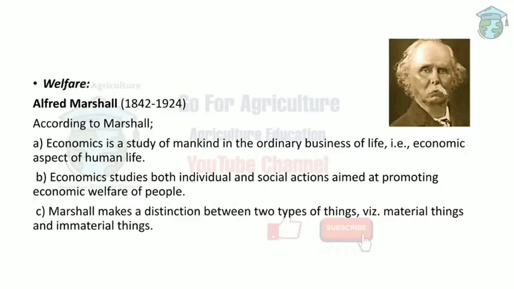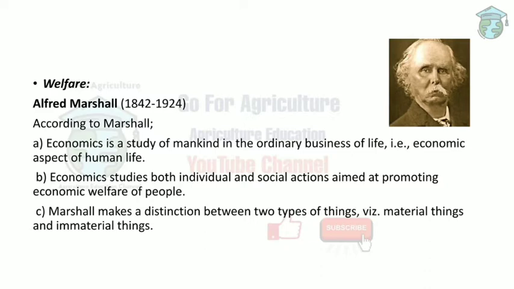Okay, next is welfare. Alfred Marshall considered economics as welfare, because he said economics is a study of mankind in the ordinary business of life, that is, economics in the aspect of human life. For example, based on income we can say this man is poor, this man is middle class, and this man is rich. So economics lets us distinguish human life based on their economic wealth.